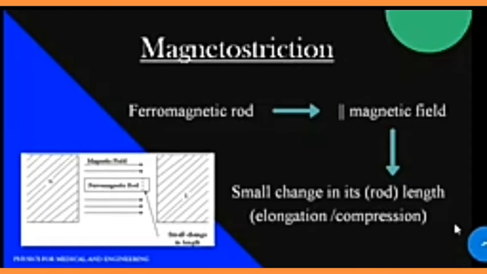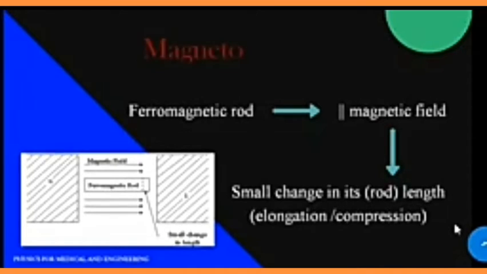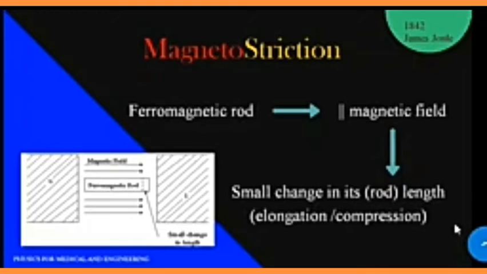So the meaning of magnetostriction: magneto means applied magnetic field, and striction means change in dimension. So we can say that magnetostriction is the change in the dimension of a ferromagnetic material in a magnetic field. This effect was first identified in 1842 by James Joule when observing a sample of nickel.